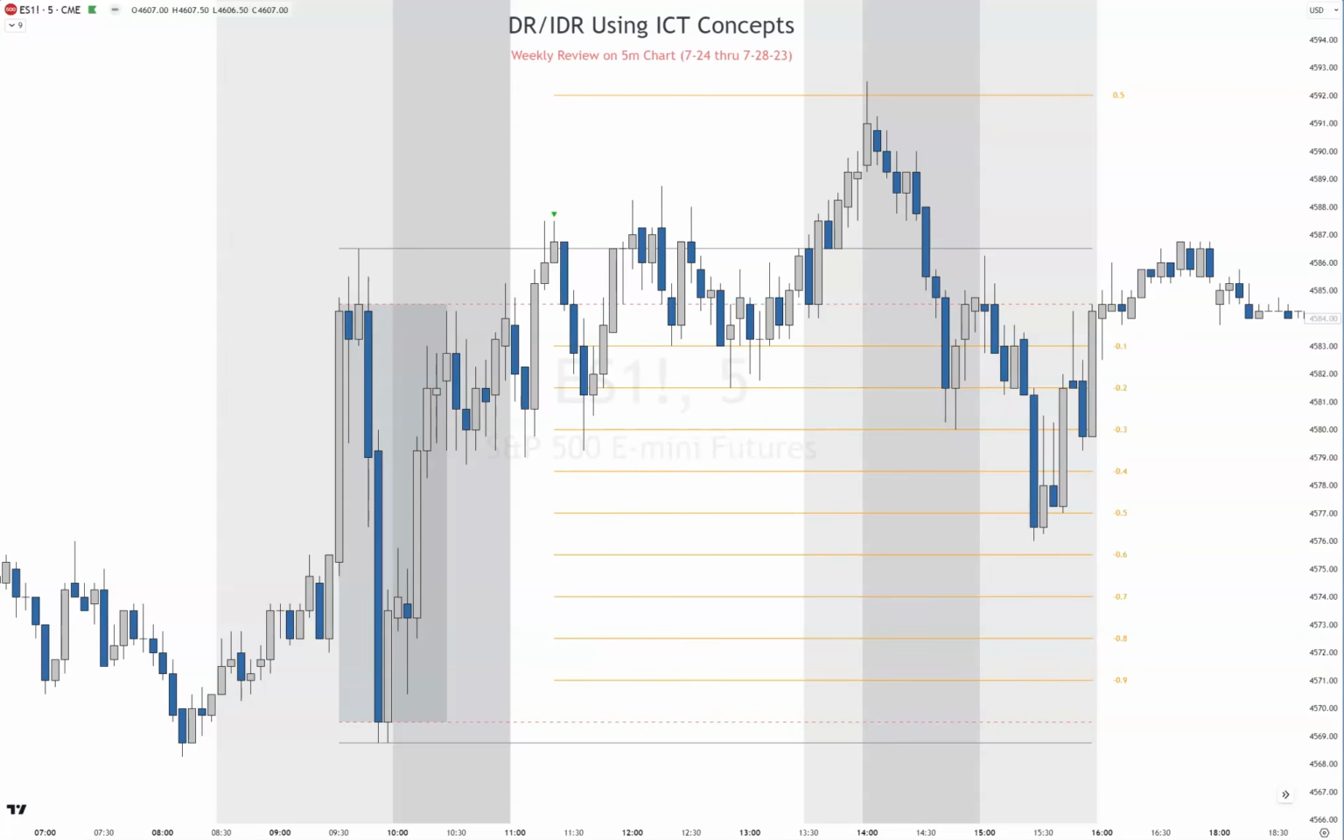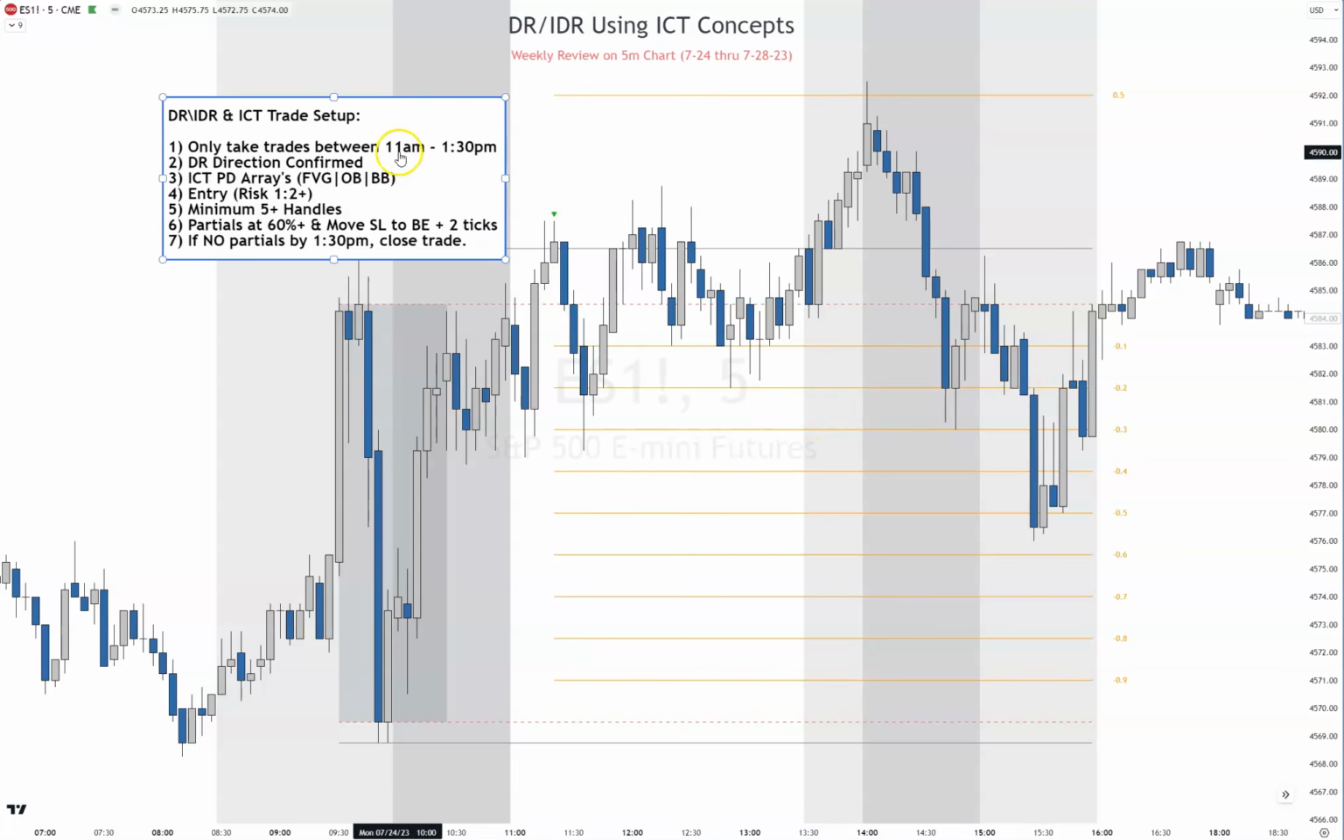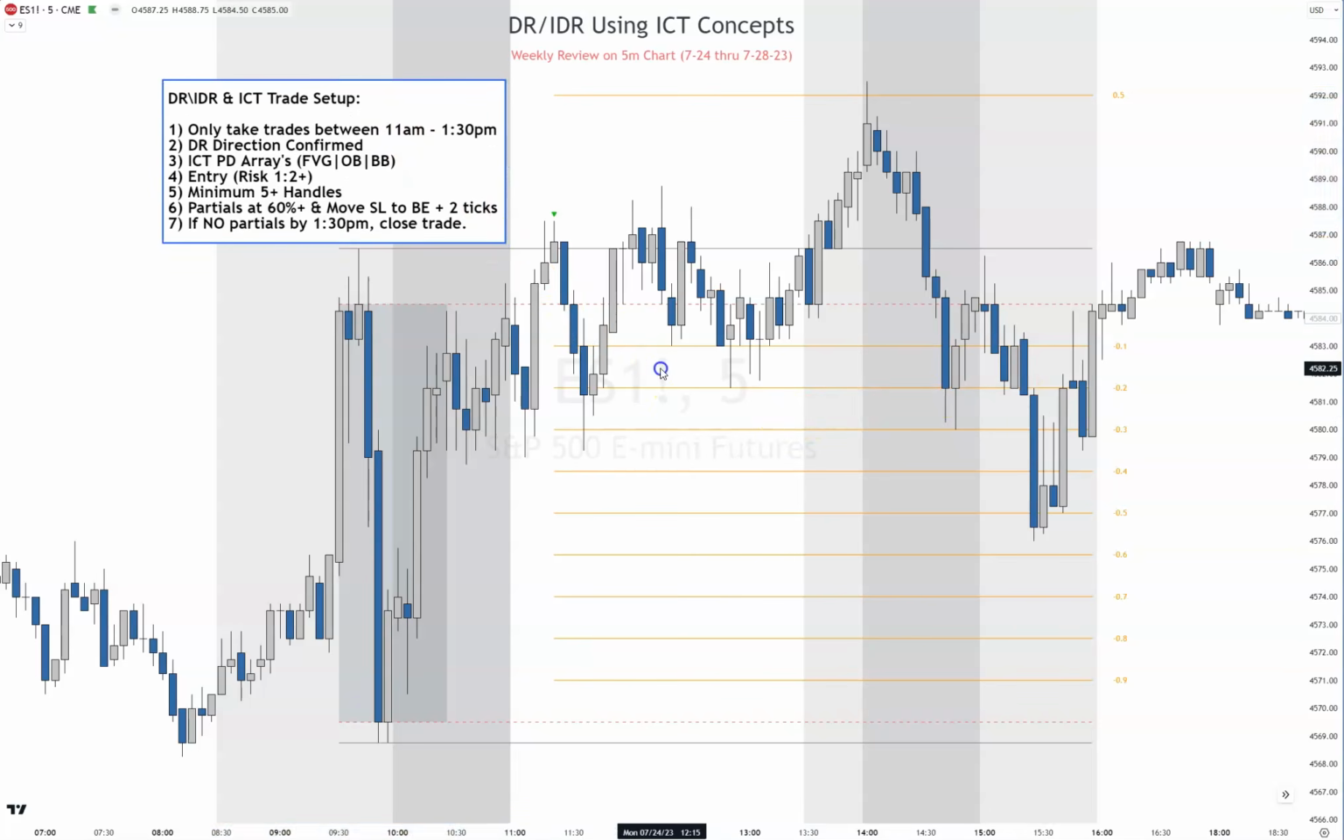Let me throw up my rules here so you can see them. Let's move this out of the way. Here are my rules. Only take trades between 11:30 and 1:30 p.m. So that's this white area right here. DR direction confirmed. That's where this candle closes above this DR line. You'll see the green arrow right there, it's really small, and a red arrow down here. That is confirmation.